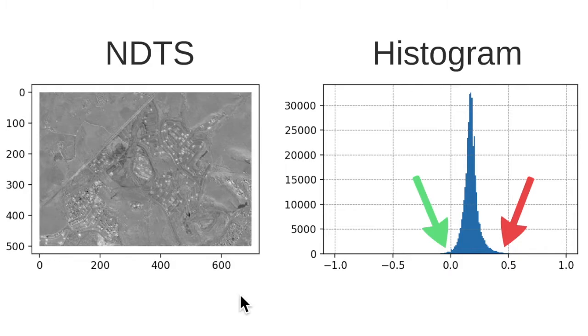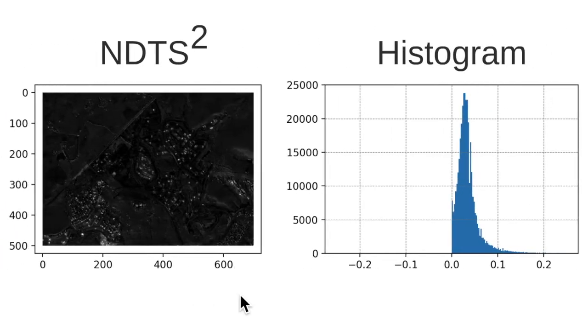To highlight the differences more easily, we can square this image. If we produce this squared normalized difference of time series, we will see that the negative values will not appear anymore and all the values will be greater than 0. So we have this limit here, and now we define the point at which we consider it to be a change or not a land cover change.